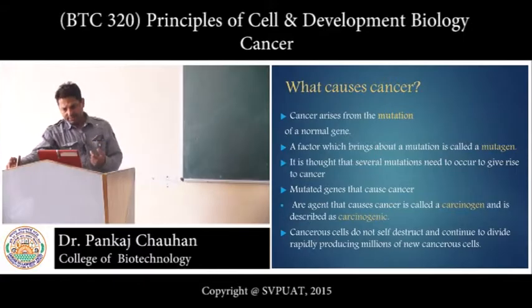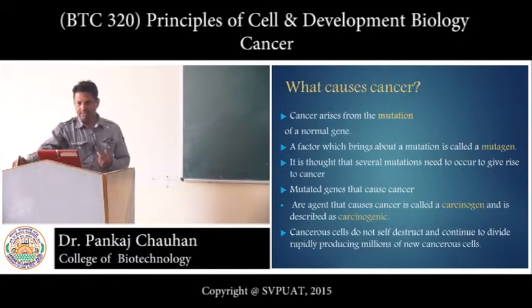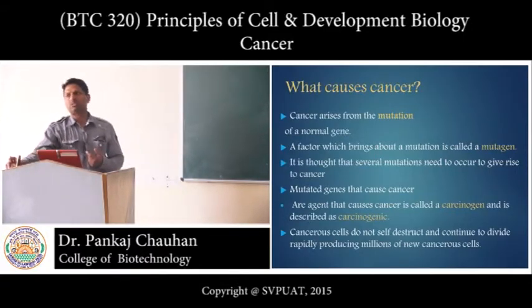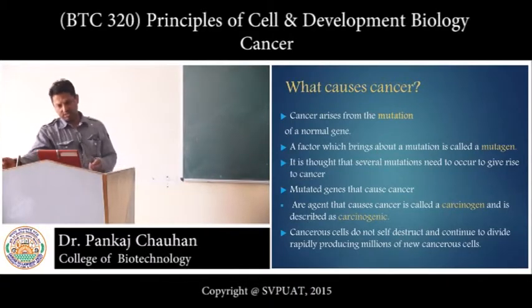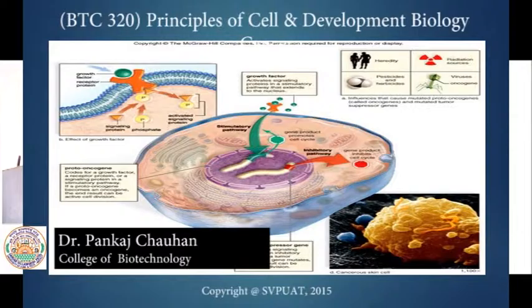It is thought that several mutations need to occur to give rise to cancer cells, and these mutated genes cause cancer. And this process is called carcinogenesis. Cancerous cells don't self-destruct, they just continue to divide rapidly, producing millions of new cancer cells.